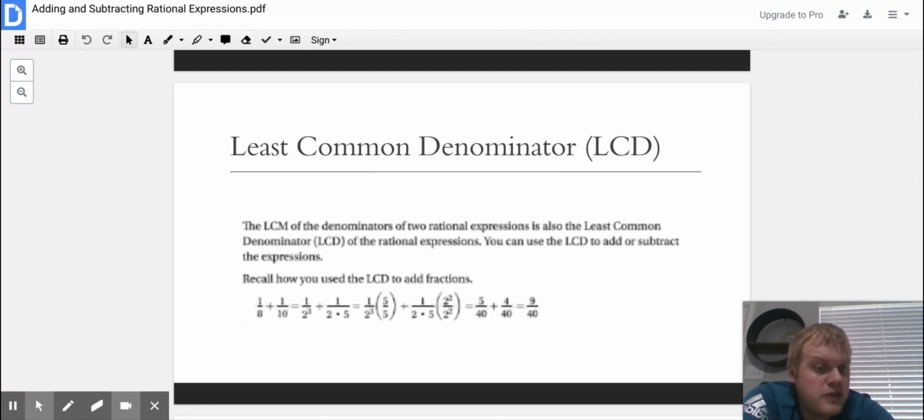And since our denominators are the same, then I can add the top part. 5 plus 4 gives me 9. And again, the denominator stays the same. So 9 over 40. So just like before, you need to have the same number of 2s and 5s on both for them to come out to be the same.